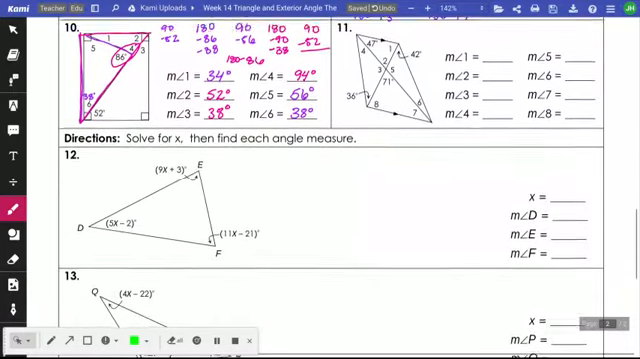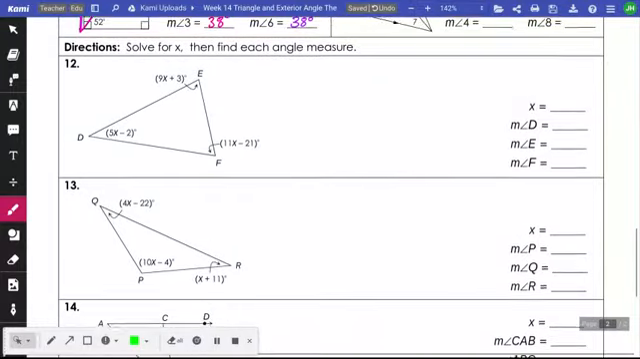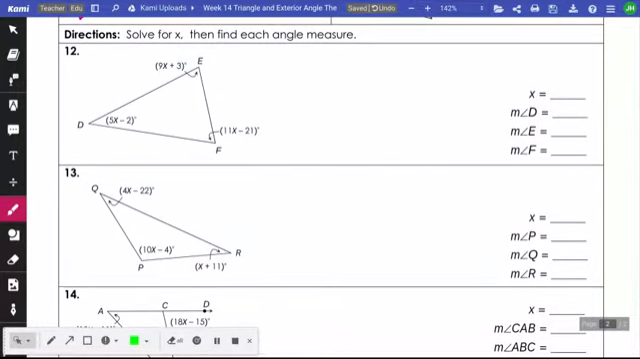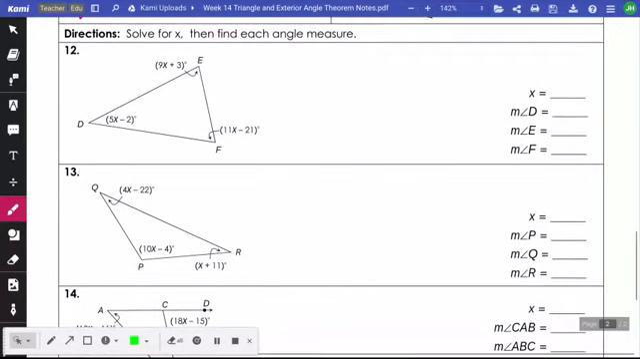Move down to number 12. We're going to solve for x, and then we're going to find the measure of each angle. So if you notice, we do have a triangle, and we are talking about all interior angles. So triangle sum theorem says all of these angles should add to 180 degrees. That's exactly what I'll do.